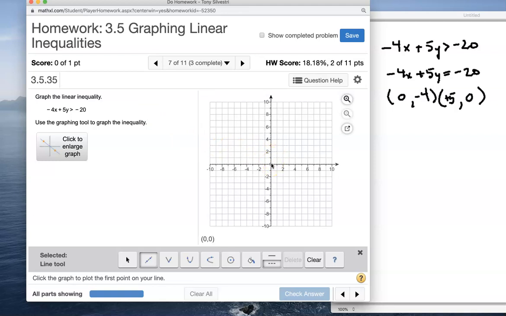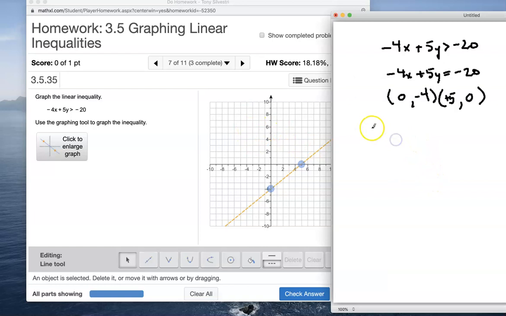So here, 0, negative 4. Click that. 5, 0. Definitely changes the graph. Now, a lot of students do this: just because they have a greater than, they shade the top region, and that's not the way you do it. That doesn't necessarily always work, because with greater than, you'd say, oh, it must be greater than the line. No, that's not true. You need to do the test point thing. And I always go for the test point of 0, 0.